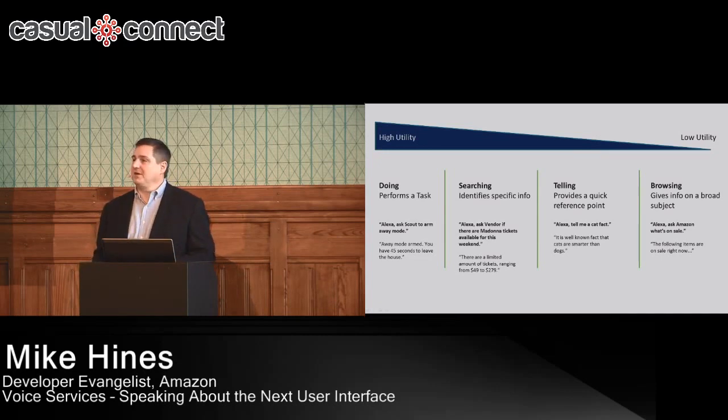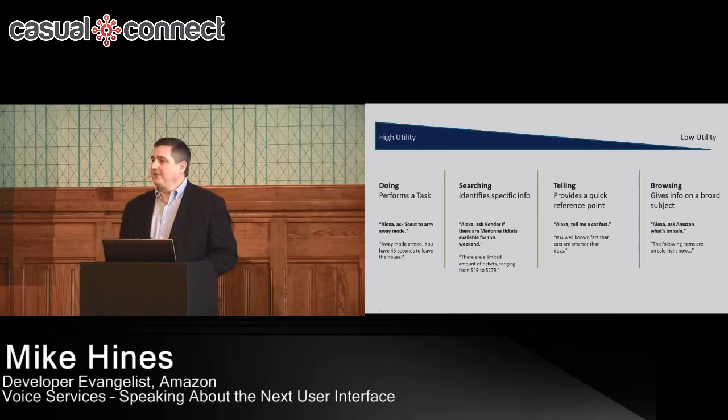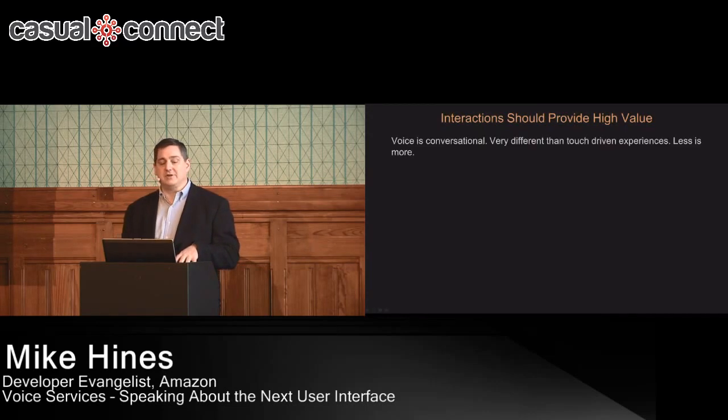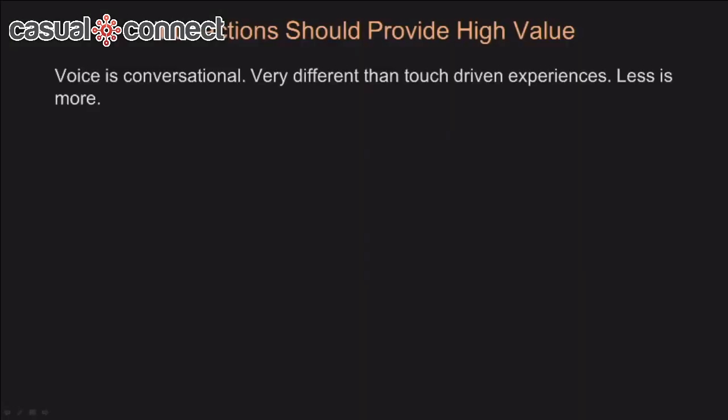Something along the lines of movie times: purchase 2 adult tickets to the 7:30 showing of The Martian at my favorite theater. Now that's actually accomplished something for your customer, and that adds a tremendous amount of value to your service. Now, if we were doing this in a screen UI, that would be fairly simple, right?